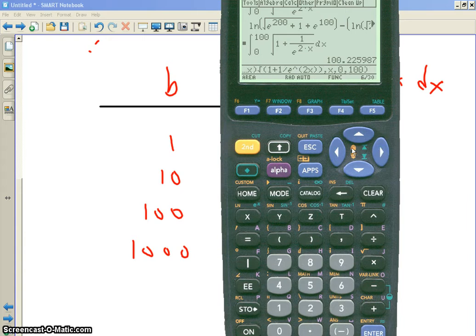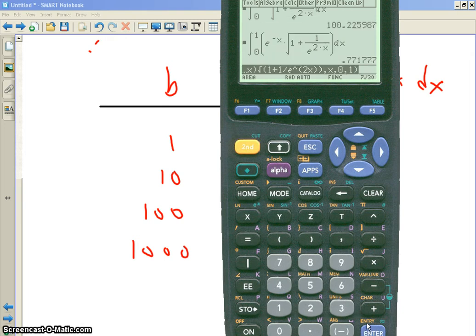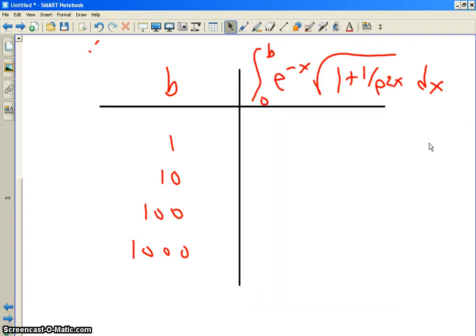I had 1,000 or something? No, 100. Okay, so enter that. Okay, let's see what we get. 0.77, for 4 places, 0.7718. Okay, let's do 10.